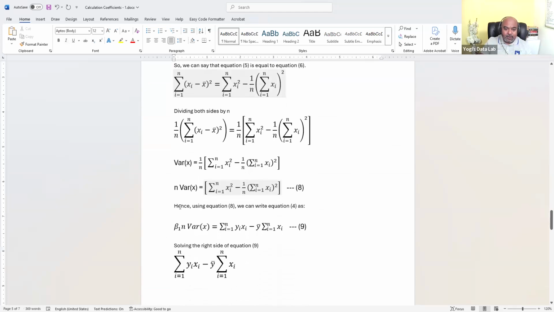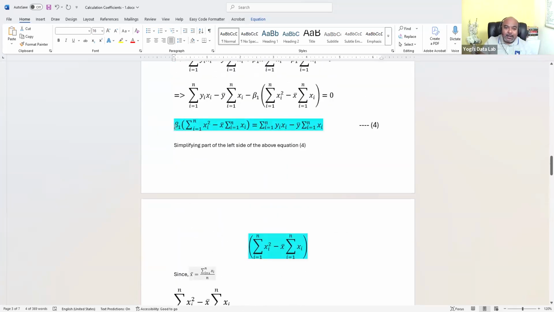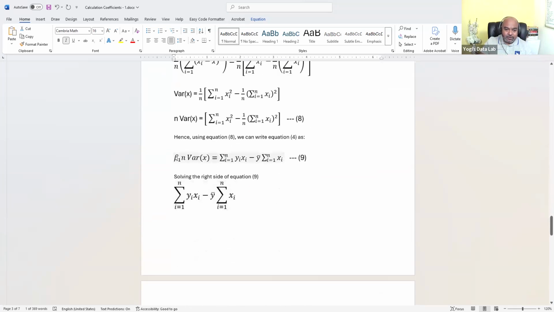Now, this part has been proved, that the left side I can write as n times variance of x. Now, what was the actual equation? Let's go to equation number 4. So I can write beta 1 into n times variance of x, because this I know is n times variance of x, is equal to this part. So let us go ahead and write this. So beta 1 n times variance of x is equal to this part, which was the right part.